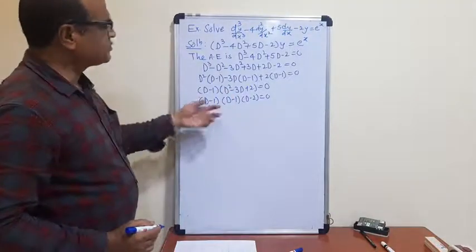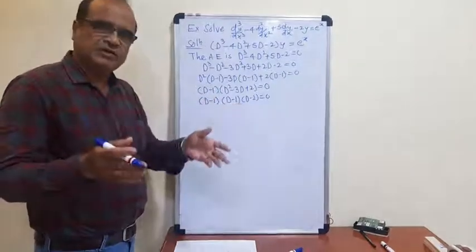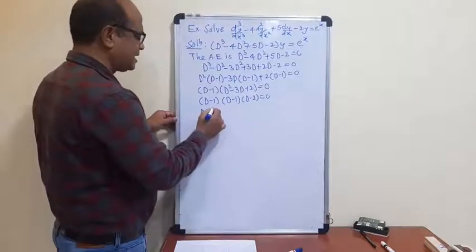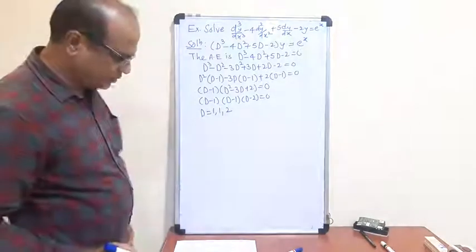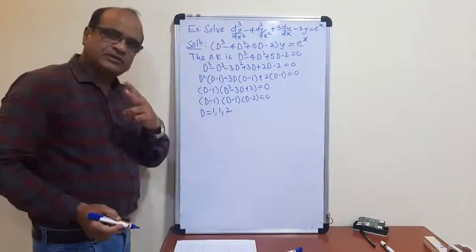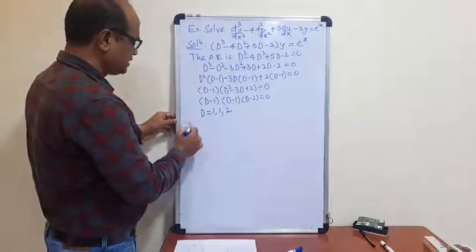Put D minus 1 is equal to 0 and D minus 2 is equal to 0 separately. We get the roots of the equation as 1, 1 and 2. These are the three roots of the equation. Here the root 1 is repeated 2 times. Therefore, what is the complementary function?